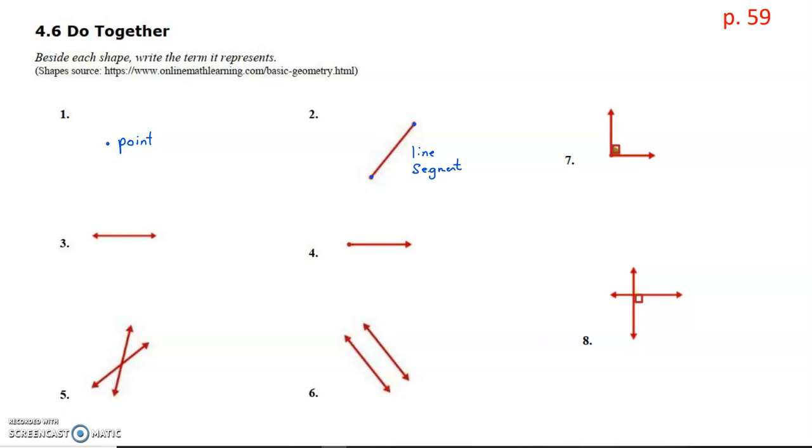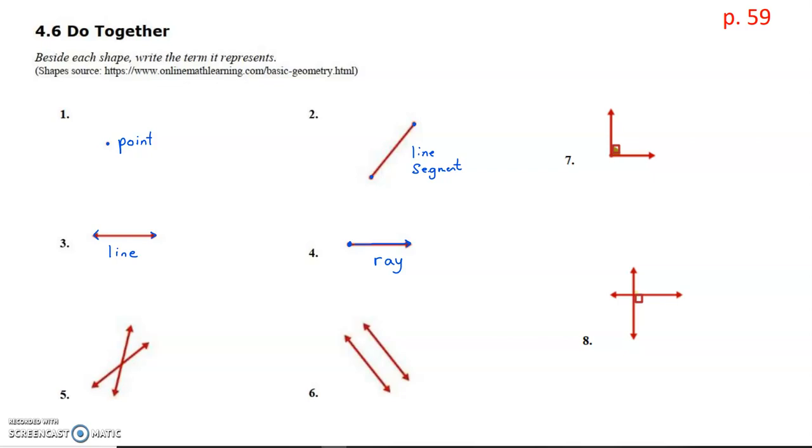Number 3, we have arrows on both ends, which means that this line goes on forever. So it is simply a line. For number 4, we have one point on one end and then a line going out forever in one direction. So this is called a ray.